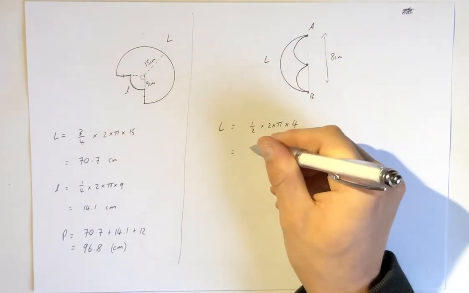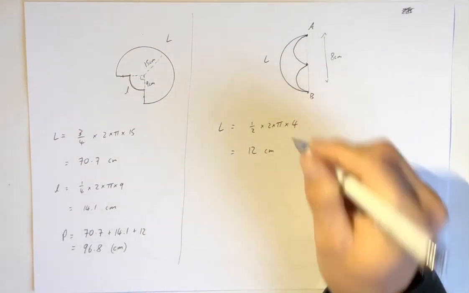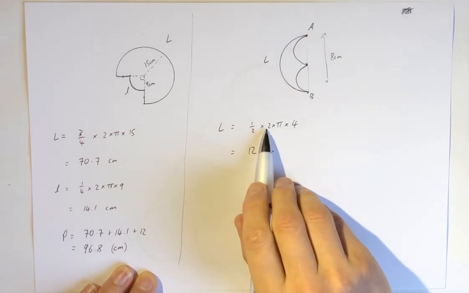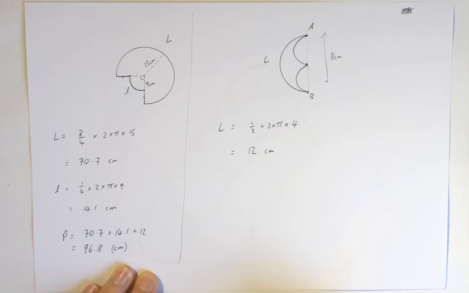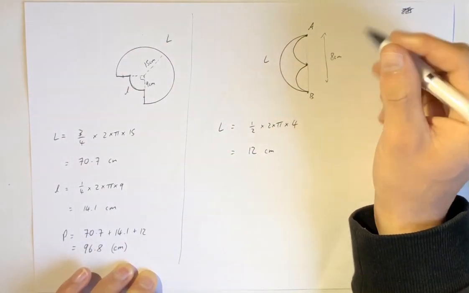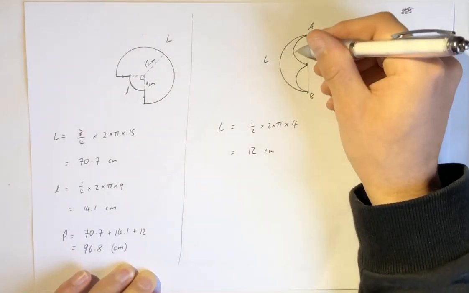So I should have about 12 centimeters if I use pi as 3. If pi is 3, remember, half times 2 is 1. And then I've got 3 times 4 is 12. Okay. What about for this one here? So one of these, so let's go little l.